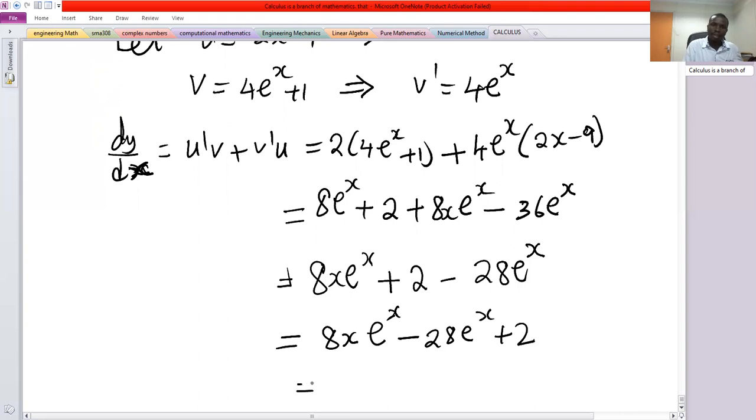Or you can write it as 8x minus 28 times e raised to power x plus 2.